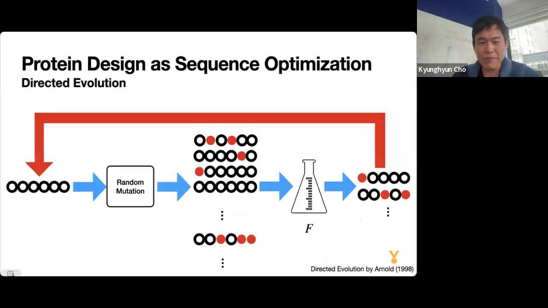Sounds simple enough. And indeed, this is the key idea behind the so-called directed evolution, which received the Nobel Prize in Chemistry in 1998. We start from some known sequence. We're going to apply random mutation, producing many different types of mutated sequences. And then these sequences are all going to be tested in a high-throughput screening. And then we choose only the top best sequences. And then we repeat this process over and over until we find the sequence that's going to exhibit a very high value of this objective function.